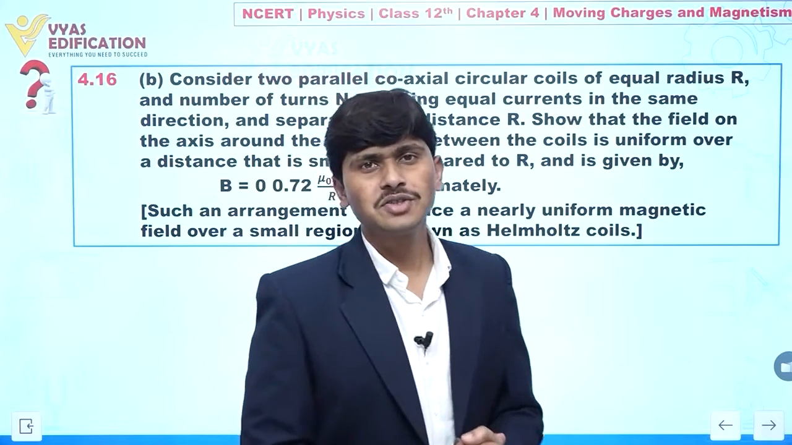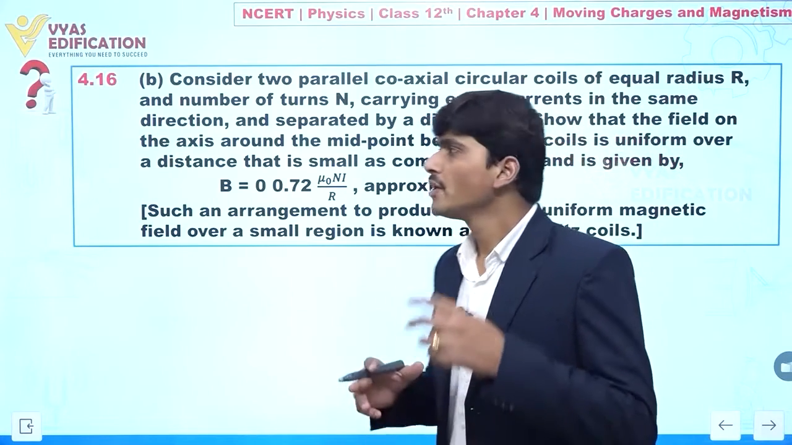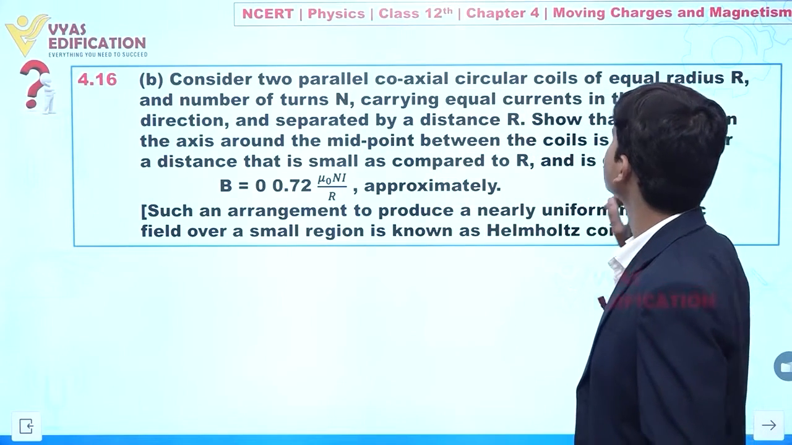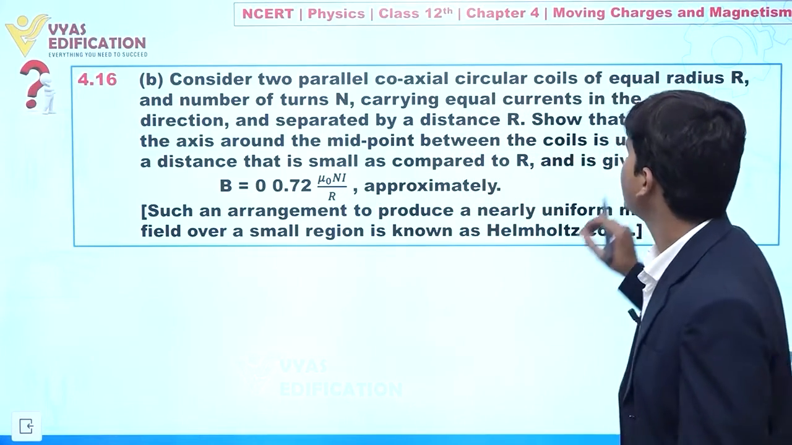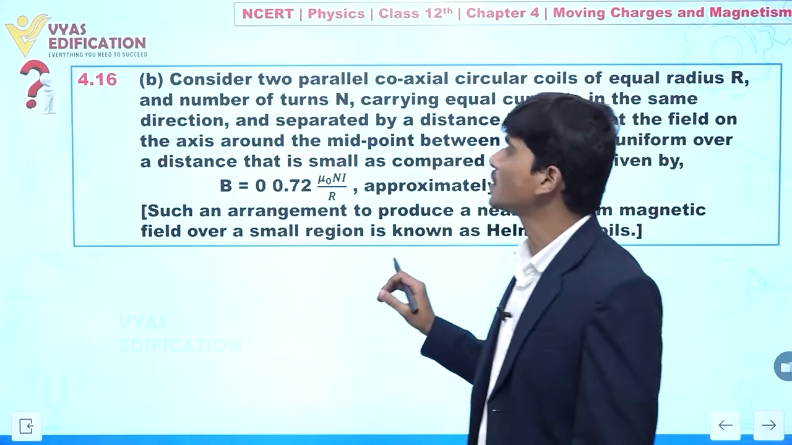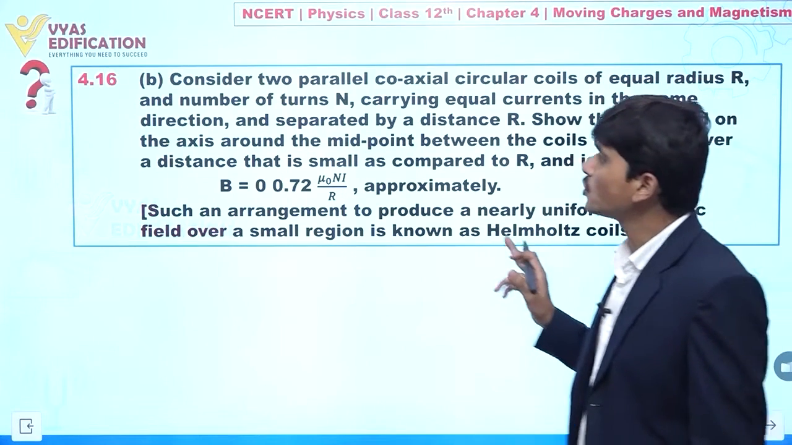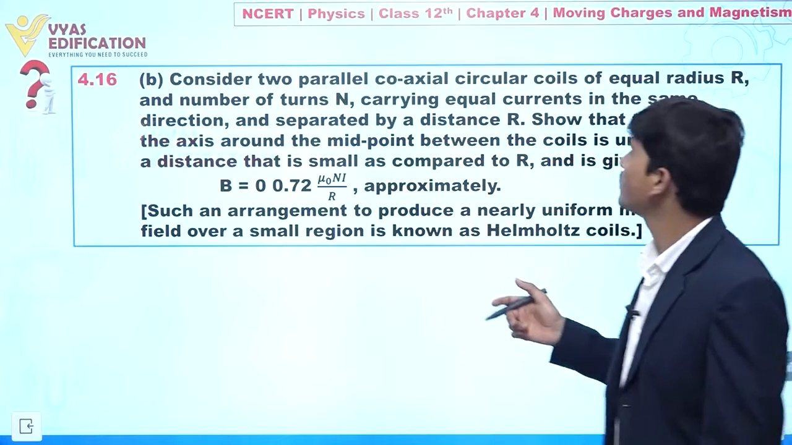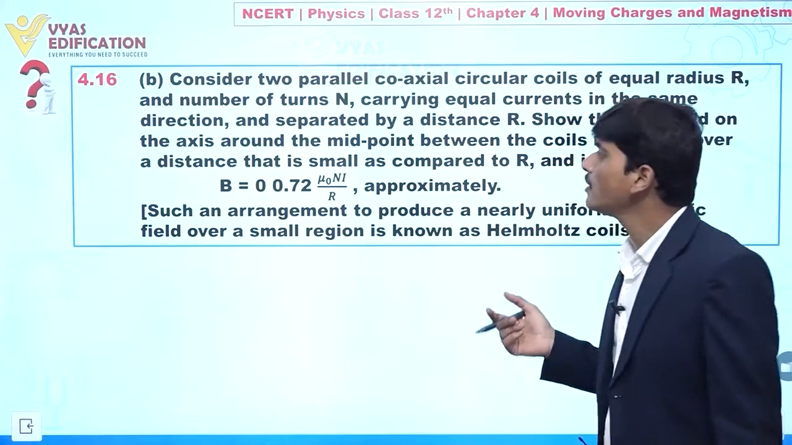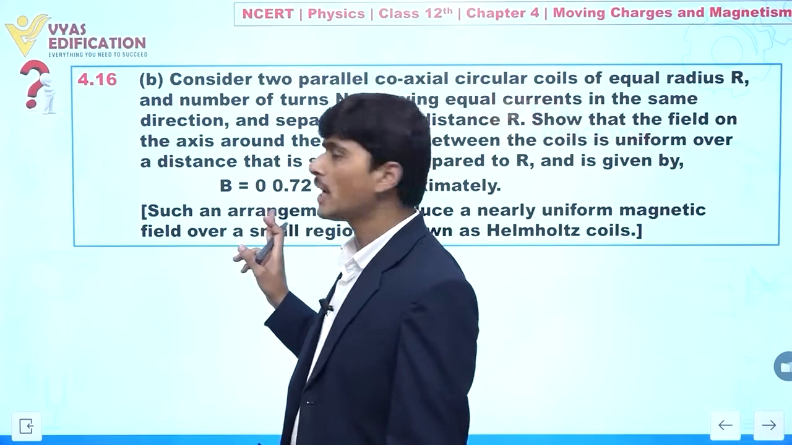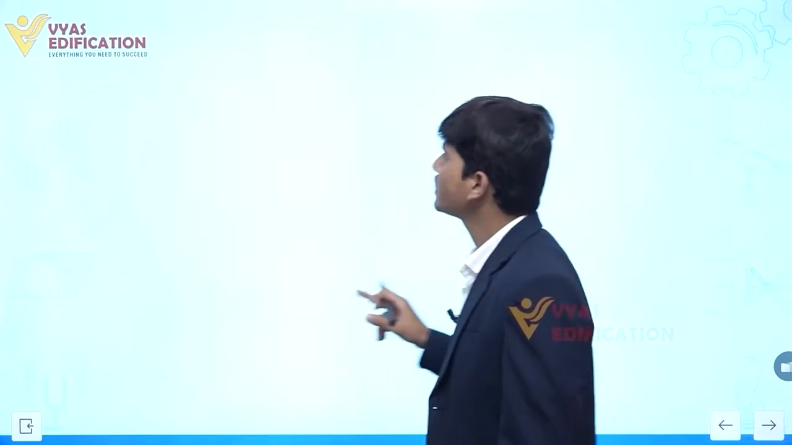Now dear student, we are going to solve part number B of question number 4.16. In this question it is given that we have two parallel coaxial circular coils of equal radius capital R, number of turns capital N, carrying equal current in the same direction, very important, and separated by a distance capital R. We have to show the field around the midpoint between the coils is uniform over a distance that is small as compared to R, and this is given by 0.72 mu naught N I upon R. Clear everyone? So now we are going to solve this question. So concentrate on the screen.